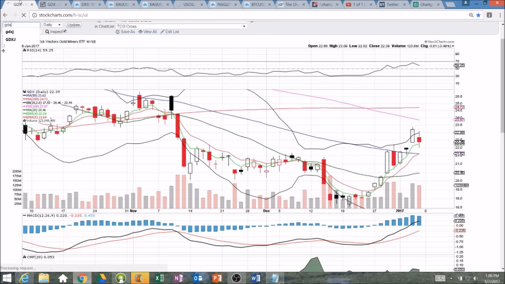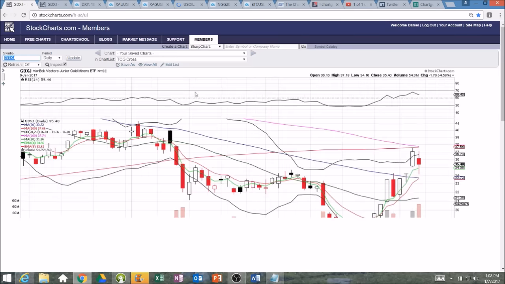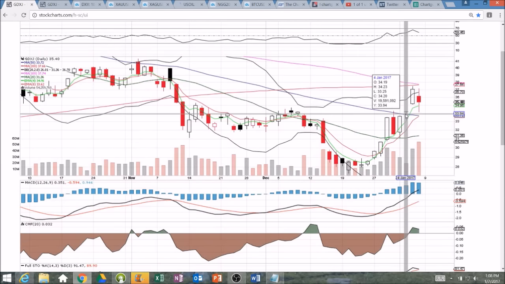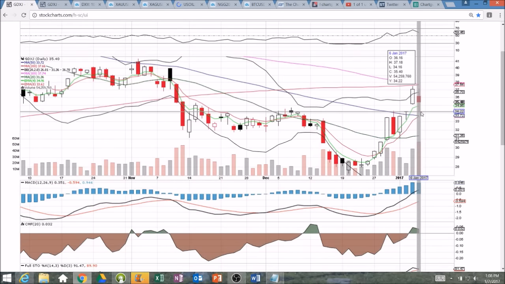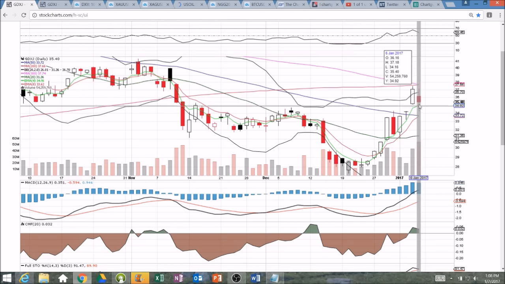Checking in on GDXJ, and again, NUGT trades based off of GDX, and JNUG trades based off of GDXJ. So same thing in terms of filling the gap. That gap was 34.23. We filled it by 7 cents, and then the bulls showed up. So it's still very strong in terms of the bounce playing out.